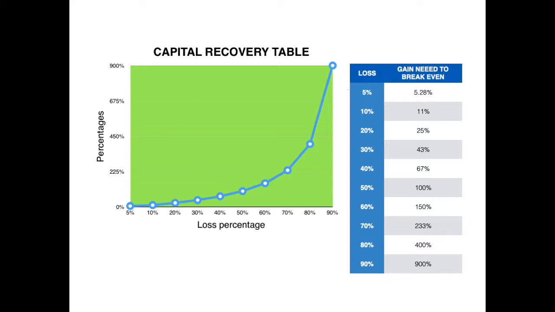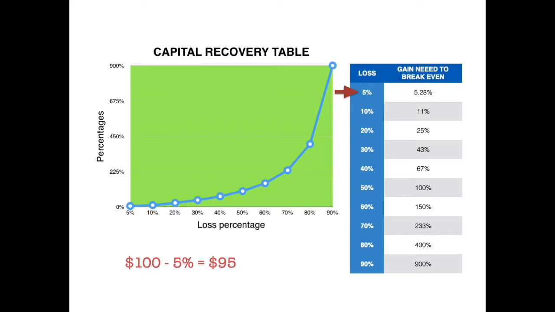This table shows you the percentage of losses and the percentage of gains that you need in order to break even on these losses. If you lose 5% on your trade, you have to gain 5.28% to gain back what you lost. The percentage is higher because after you lose from a previous trade, your capital that is left in your portfolio that you will use for the next trade will be much lower.